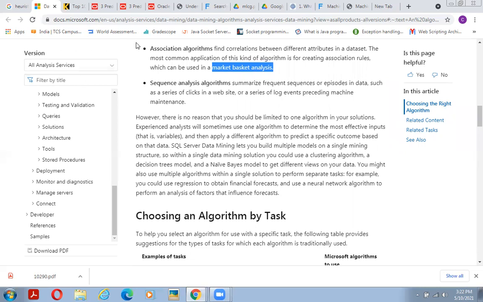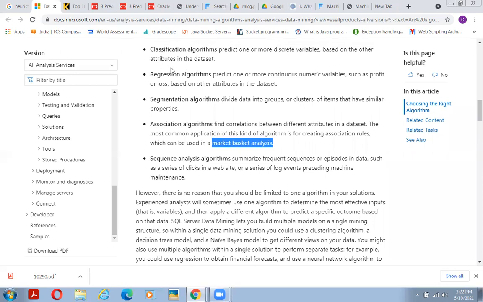We can say by analyzing these 5 types, 1, 2, 3, 4, 5, that sometimes we can't limit ourselves to one type of algorithm set. When we want to get a result for our solutions, we need to get the best of the best from everything available. So an experienced analyst will sometimes use one or more algorithms to determine the effective inputs.